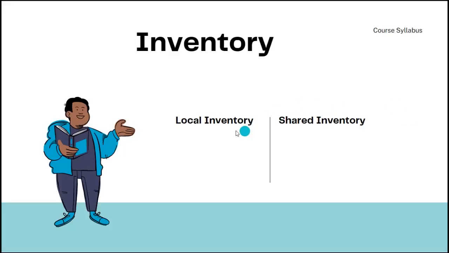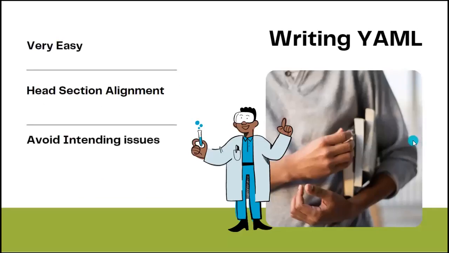So we will discuss the local inventory and shared inventory, and also how to write YAML. This is where most people get fear. It's really straightforward, very easy. Concentrate on creating the first 4 to 5 lines of YAML. If you are able to create the first 4 lines without any indent issues, then you are good to proceed. You can even create a 500-line YAML file without any issues. And we will also discuss, in every hands-on, how to avoid indentation issues.